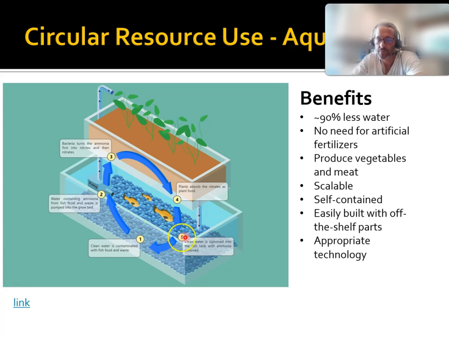And guess what? The fish poop in it again. The bacteria convert it into useful plant food, pumps it back up. The plants use it, clean it up, and on you go. So this is great. It grows the plants, it grows the fish. You can then farm the fish, use them for meat. You can obviously eat the plants, and you just keep on flowing.